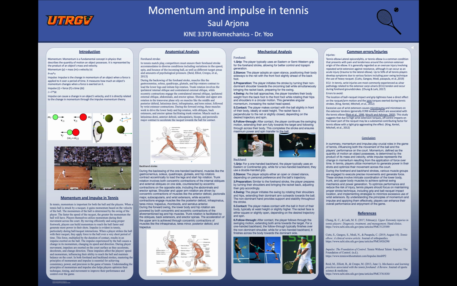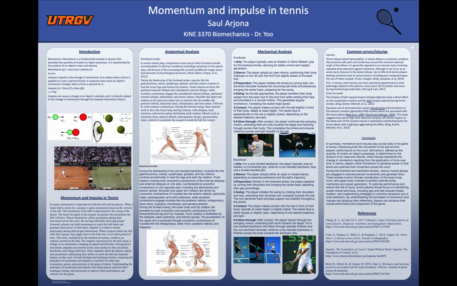Shoulder and upper arm rotation are driven by concentric contractions of muscles like the anterior deltoid, pectoralis major, subscapularis, and wrist extensors, while eccentric contractions engage muscles like the posterior deltoid, infraspinatus, teres minor, trapezius, rhomboids, and serratus anterior.